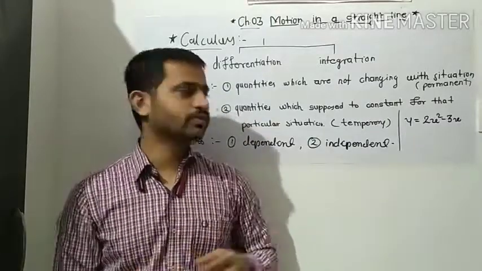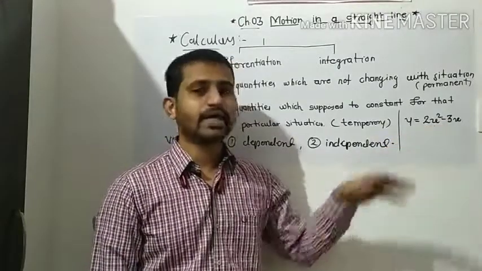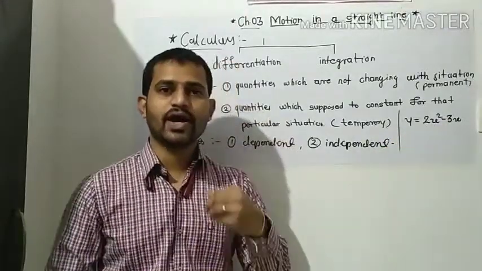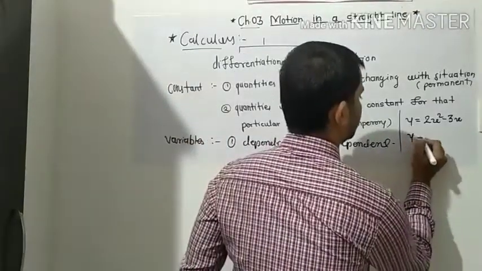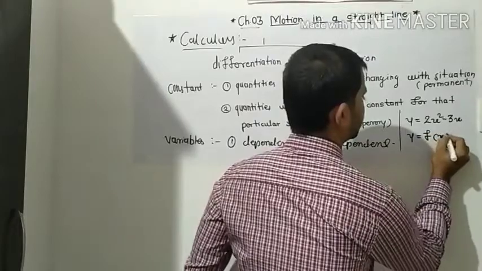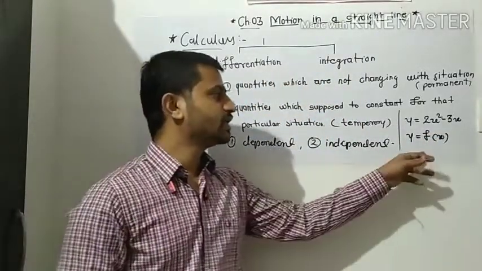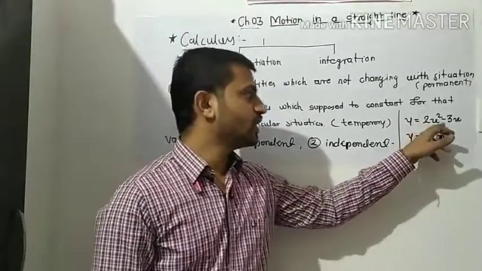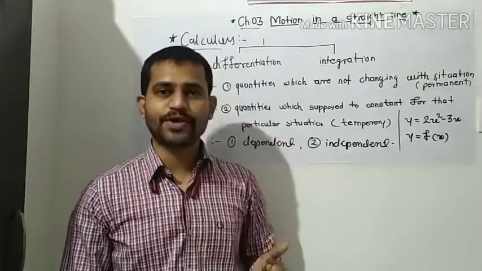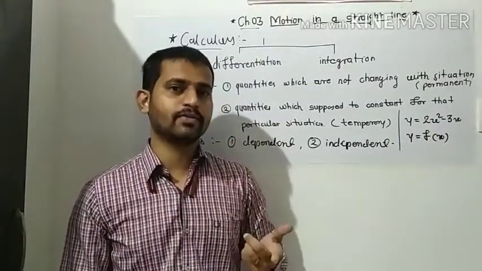So in that case we come to know that y is the dependent variable of x, or we can write it as y is the function of x. We can also write it as y is equal to a function of x. But in this case we have to remember that 2x square minus 3x is not an operation, because operation is another part of calculus.